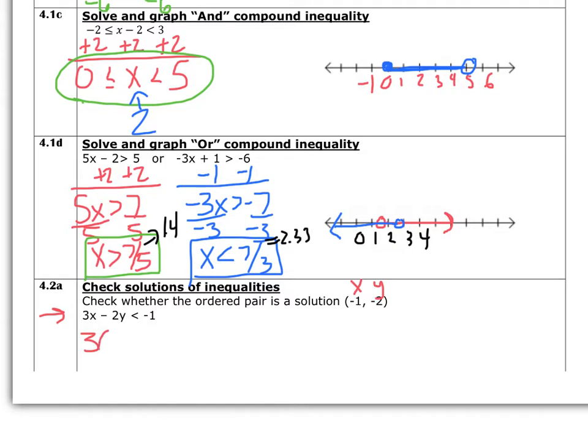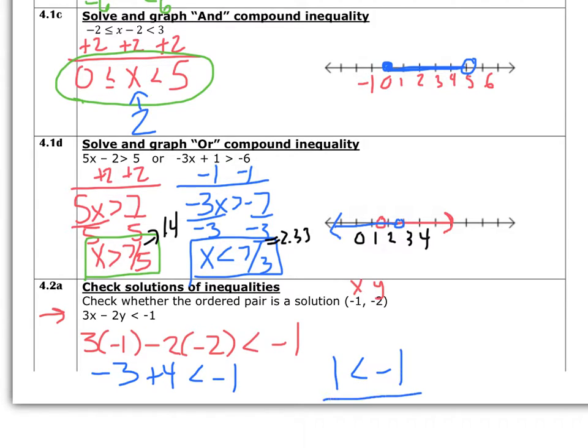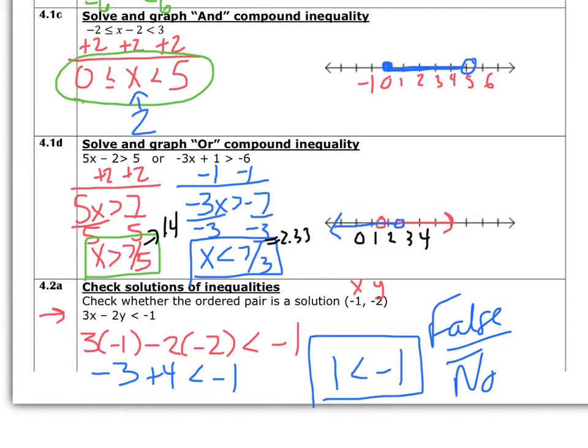So let's do 3 times -1 minus 2 times -2. We're going to see if it is less than -1. This becomes -3. This becomes +4. Is it less than -1? This actually will simplify to 1 is less than -1. Now the question, is 1 less than -1? This is false. It's not true. Therefore, no, it's not a solution would be the appropriate answer.